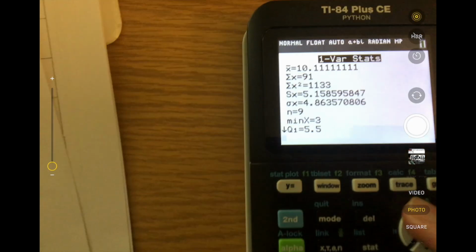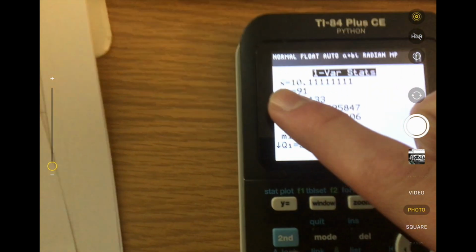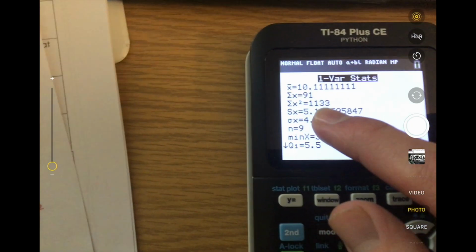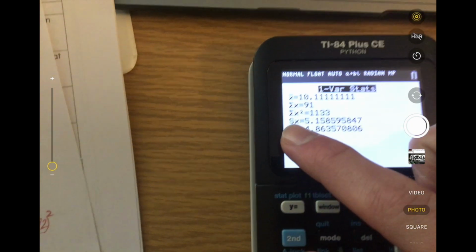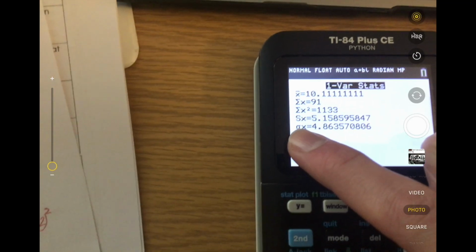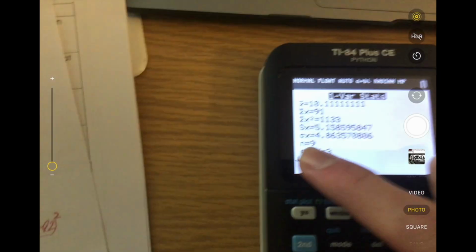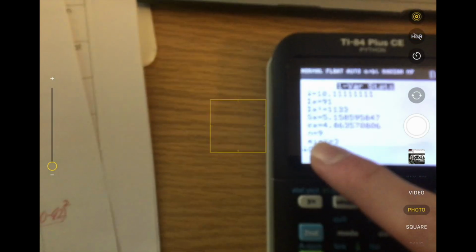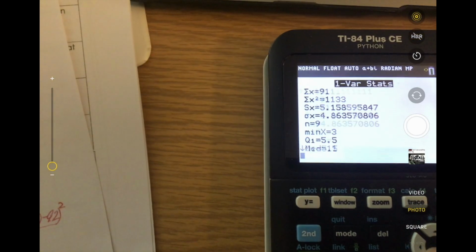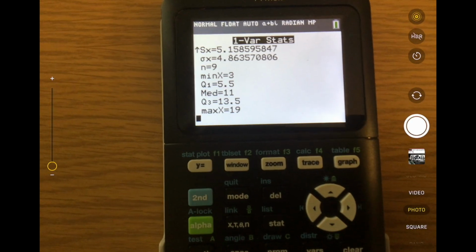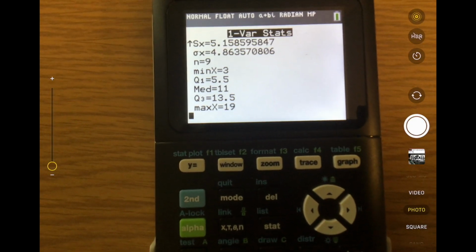And on your screen, it tells you up here, x bar, your mean, the sum of the numbers if you were to square them first. I don't remember what that one is off the top of my head, to be honest with you. This is your standard deviation, not your variance. You'd have to square that to get your variance. The number of the numbers, so n, the minimum, quartile 1, if you arrow down there's more, the median, quartile 3, and then we get to maximum as well down there.